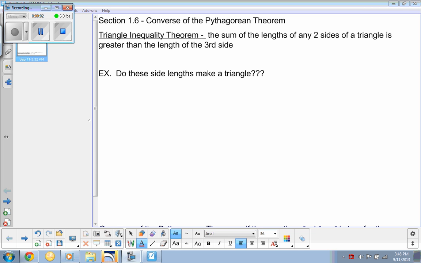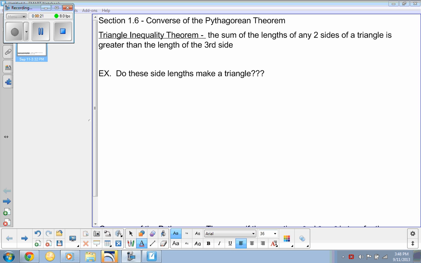Howdy, 8th graders. The section we're going to cover tomorrow is section 1.6 out of the book, and it covers the converse of the Pythagorean theorem. I know you're already asking yourself, what in the world is that? Don't worry, I'll explain it all.